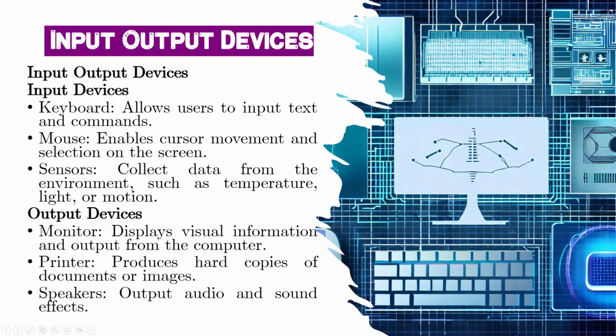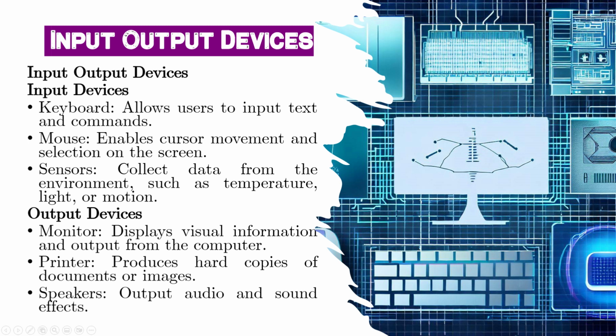Input-output devices. A computer interacts with the external environment through input and output devices. On the input side, we have devices such as keyboards, mice, and sensors. Keyboards allow users to input text and commands, while mice enable cursor movement and selection on the screen. Sensors, on the other hand, collect data from the environment, such as temperature, light, or motion.